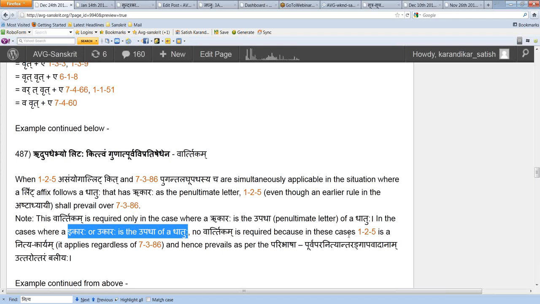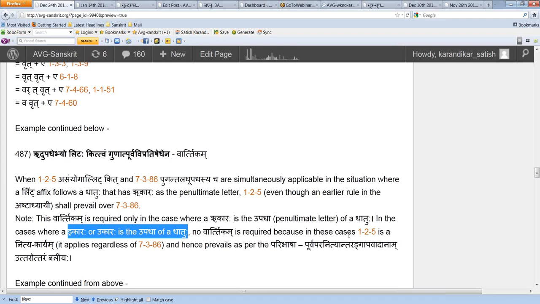What happens when you have a Rukara Upadha? Because of Uranra Paraha, that Repha comes there and makes the Anga a Sanyogantam Anga. So that is why we had the problem only when Rukara is the Upadha. Because of Uranra Paraha, the Anga ends up being a Sanyogantam Anga after Puganta Laghu Upadhasya. That's why the Vartikam is required, because then 1.2.5 is no longer Nitya Karyam.